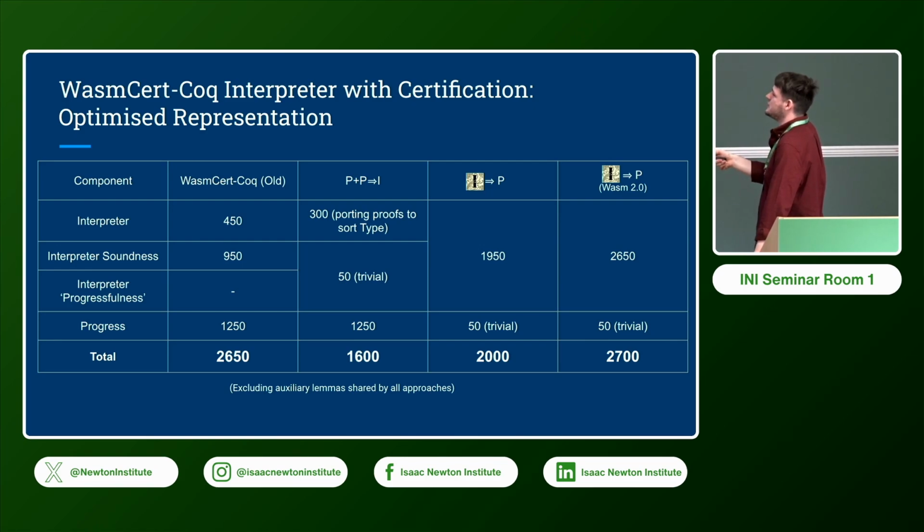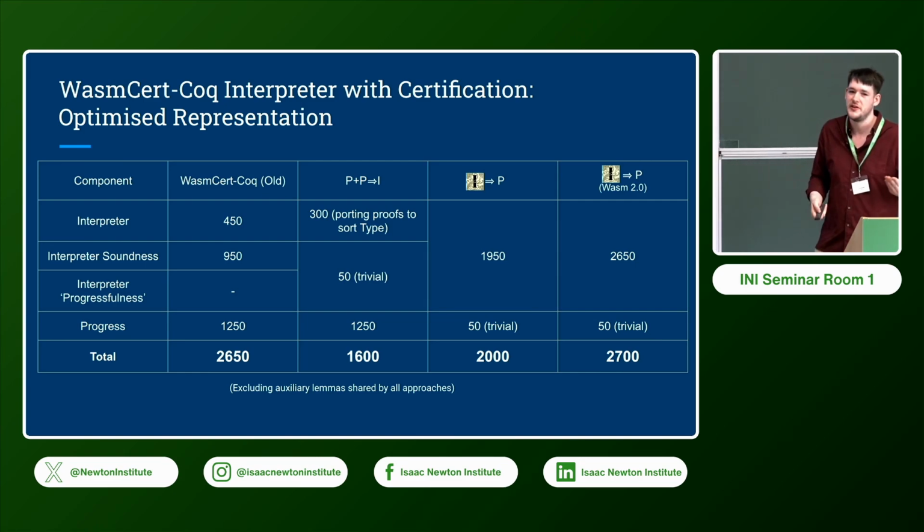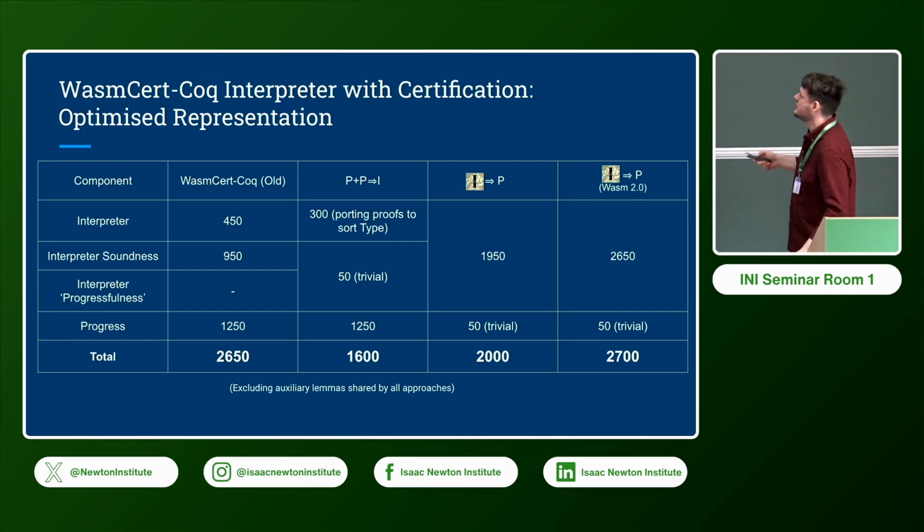So the old WASM cert Coq, including all of the proofs and so on we said we wanted, came to about 2,600 lines, not including a bunch of auxiliary lemmas that all of these approaches are using. I'll get to the pain of those in a second. Our Phil-style approach, progress plus preservation, make it constructive, turn that into an interpreter, is the very smallest thing. And it's even a little smaller than this suggests, because this 300 lines is modified lines of the type soundness proof rather than new lines we had to add. So this is actually a pretty small solution if you only care about getting a really slow interpreter.